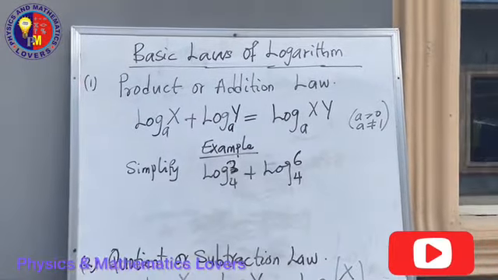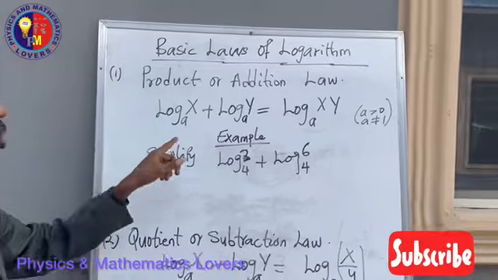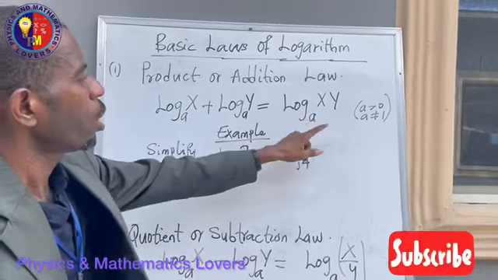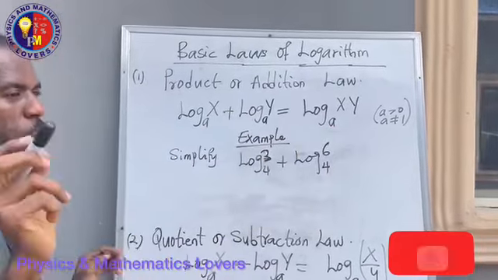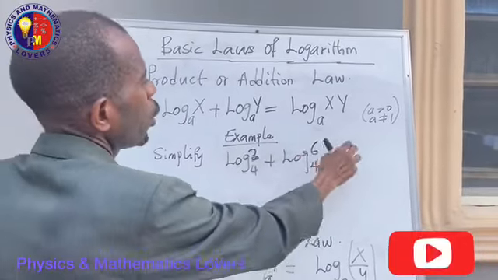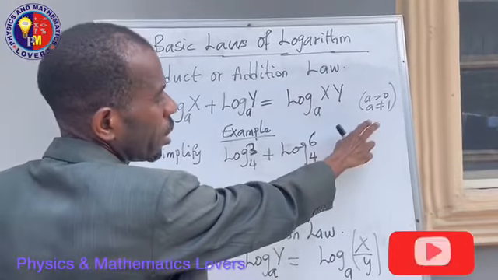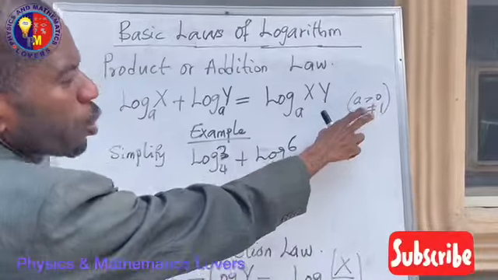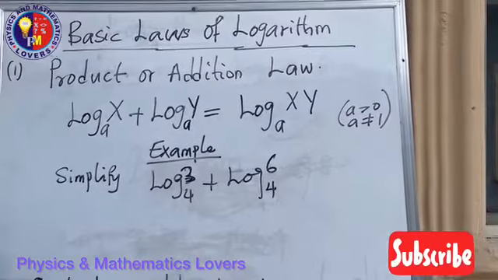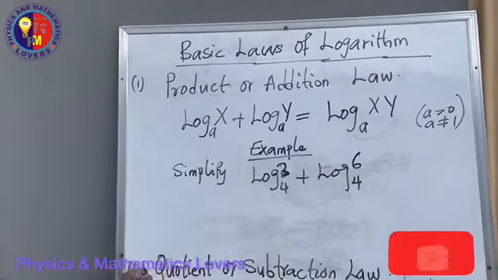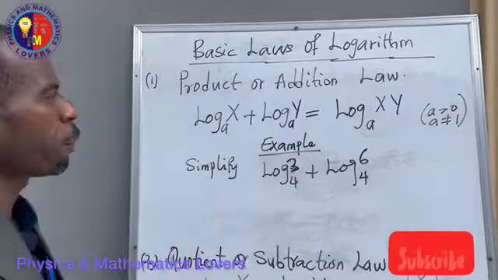common base. But you must understand that this base here must not be negative. It must not be negative, and secondly, it must be greater than 0. Thirdly, it must not be equal to 1. So that is the law of addition or product.